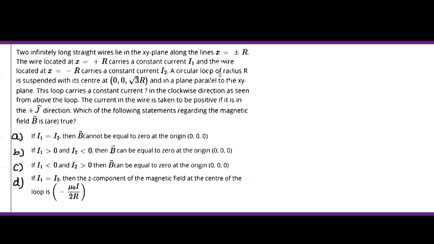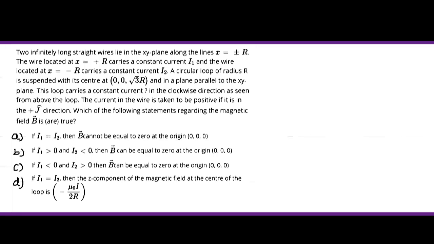Now there is also a circular loop of radius r, and the center is at (0, 0, root 3 r), in a plane parallel to the xy plane. This loop carries a constant current in the clockwise direction as seen from above the loop. The current in the wire is taken to be positive if it is in the plus j direction. Which of the following statements regarding the magnetic field is true?